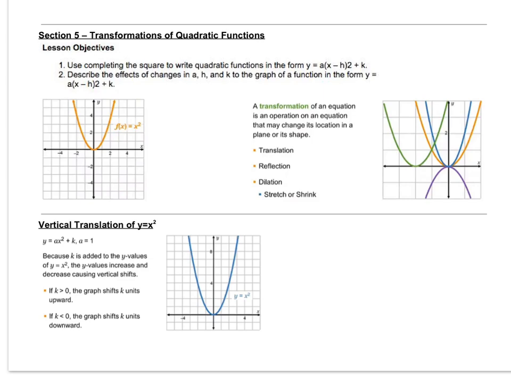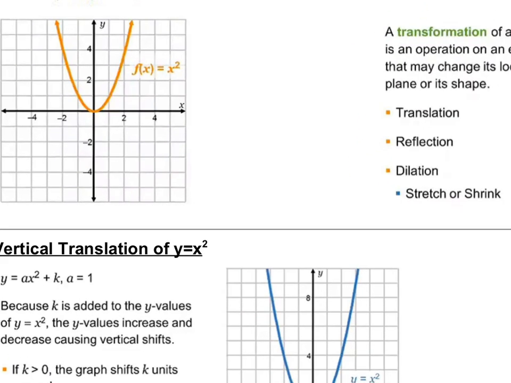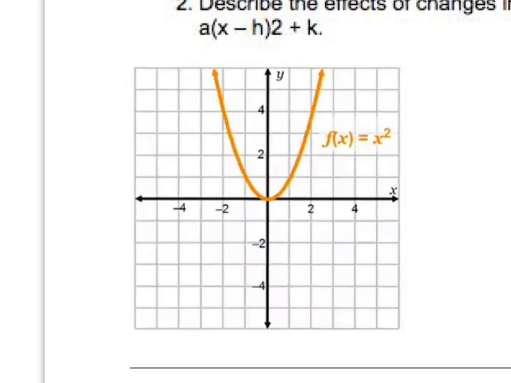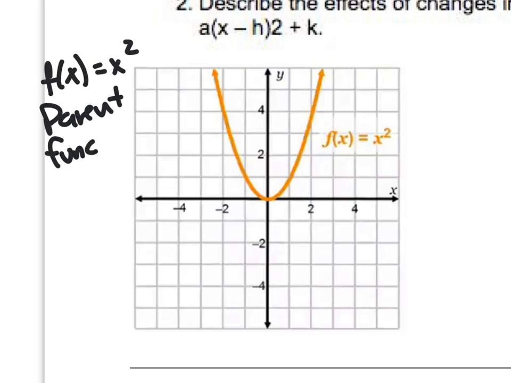So, what we have to think about is our parent function. When we have the function f of x equals x squared, this is our parent function. What this means is that this function is the easiest function. We call it the parent function because it's the simplest of the quadratics that we have.